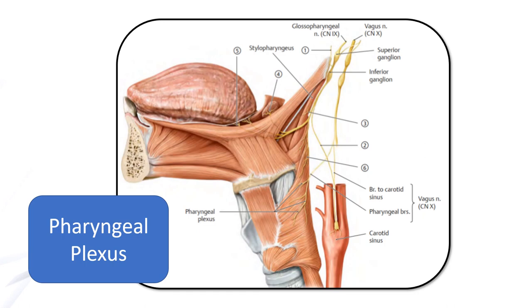This is just for emphasis. What is the pharyngeal plexus? The pharyngeal plexus is basically the vagus nerve combining with the fibers of the glossopharyngeal nerve, as you can see here. So you have the vagus nerve here and you have the glossopharyngeal nerve here to form the pharyngeal plexus.